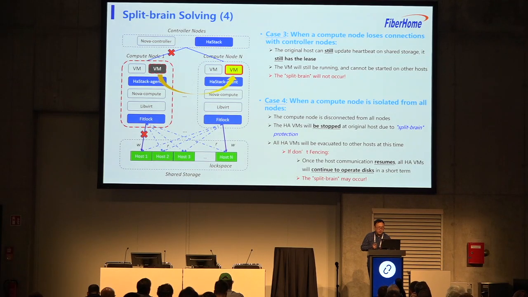This is because when the host is completely interrupted, all HA VMs will be evacuated to another host at that time. So if fencing is not performed at the original host, once the host communication resumes, all HA VMs will continue to operate the disk in a short term. That means the split brain may occur. So this is the reason why we need to execute fencing in this solution.